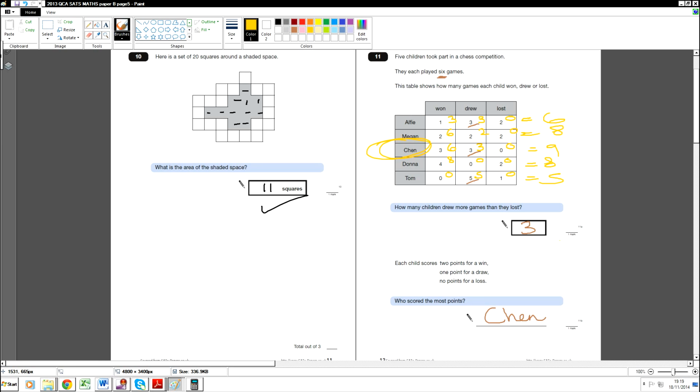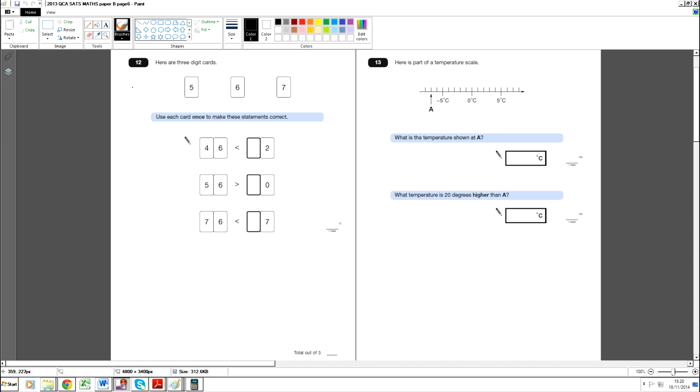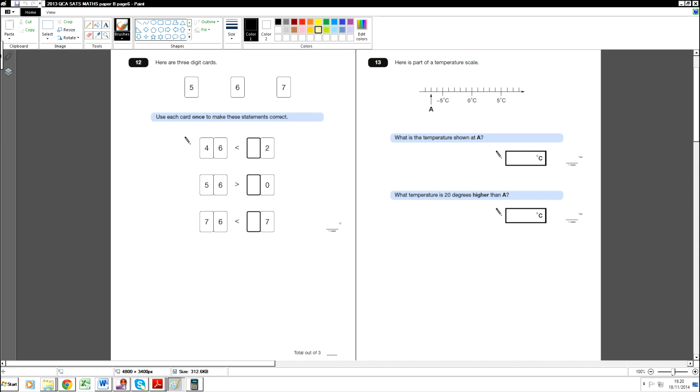Right. Is there any more to that question? Is there more at the bottom? No. That's the question. Okay, question number 12. Here are 3 digit cards. Remember, digit cards mean you can only use them once because it's a physical card. Use each card once to make these statements true, or correct, say. Let's agree. Now, 46 is less than what number? 46 is less than 62.